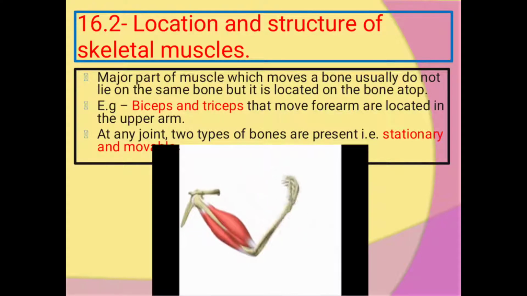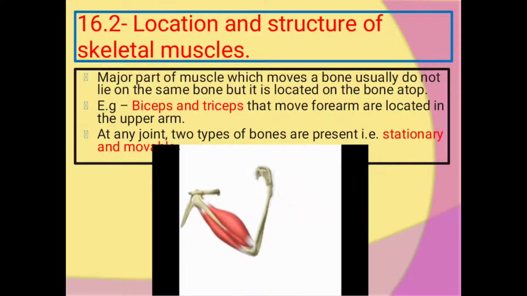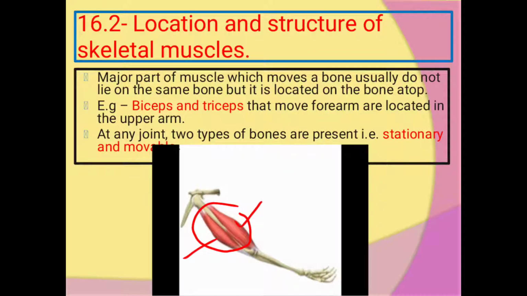See that the major part of the muscles which move a bone usually do not lie on the same bone, but are located on the bone at top. You can observe that moving image. Whatever part is moving, the muscles are not located on that part. Here these are known as the bicep and the tricep. Those are the examples: bicep and tricep that move the forearm are located in the upper arm.